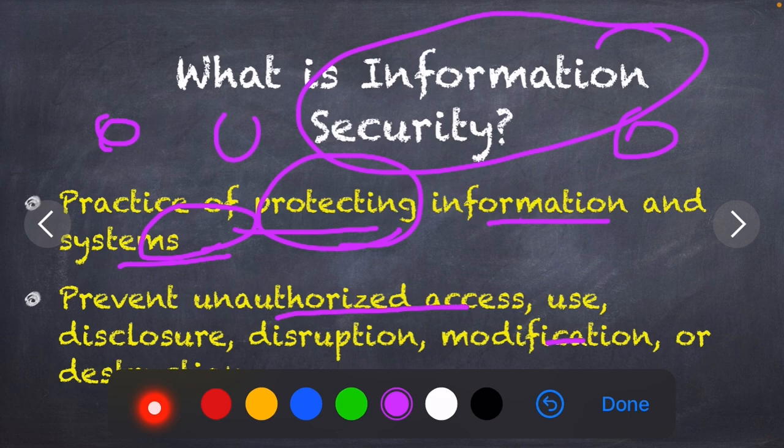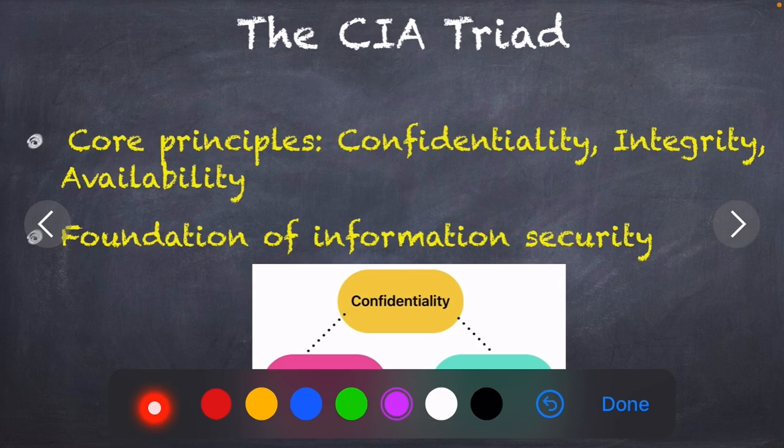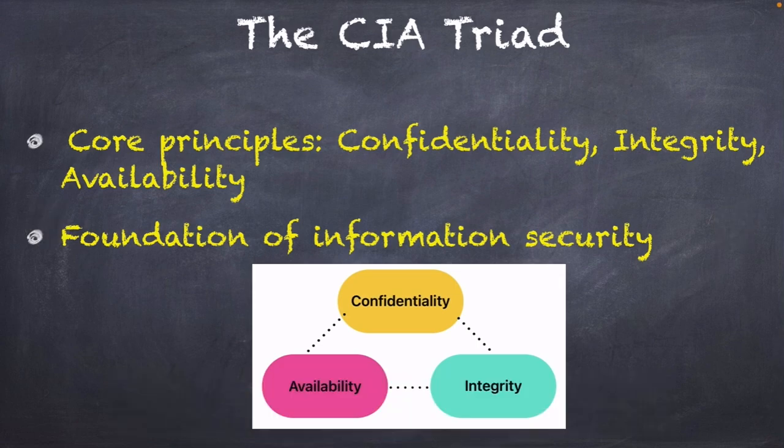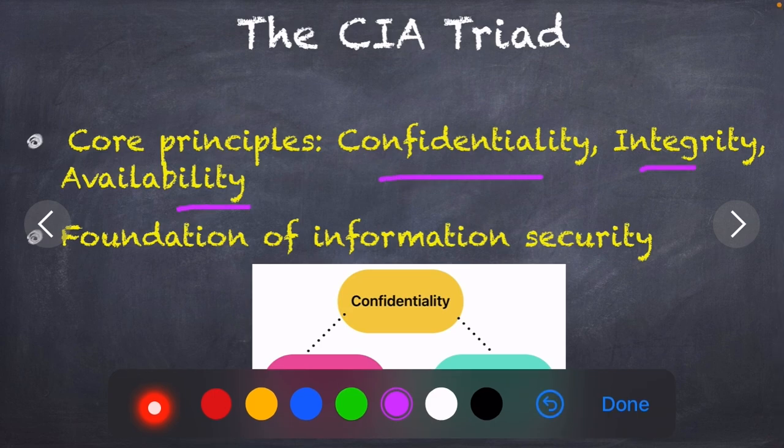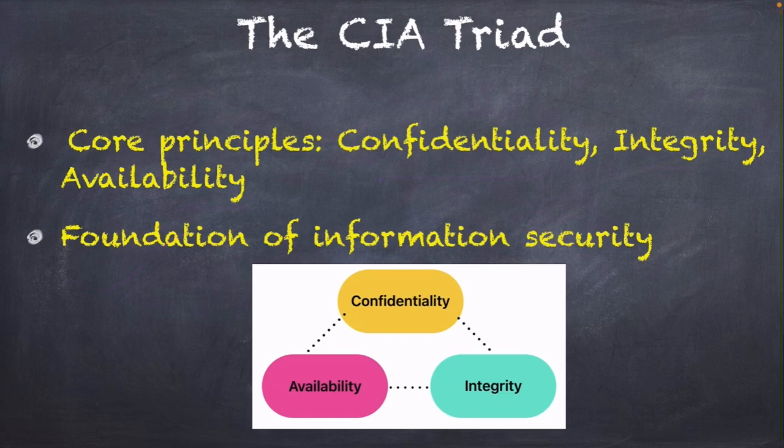With the help of the CIA Triad, we can easily manage our data. This is the CIA Triad. These are the core principles of information security: confidentiality, integrity and availability. This is the foundation of information security. For achieving information security, these three principles are most important: confidentiality, availability and integrity. We will see these in detail.